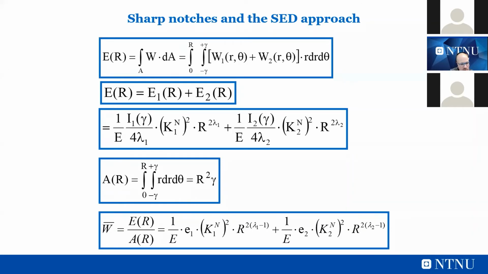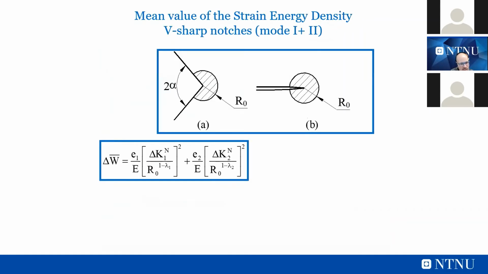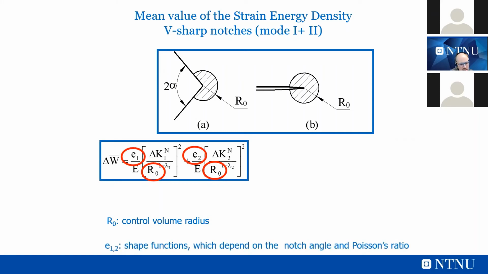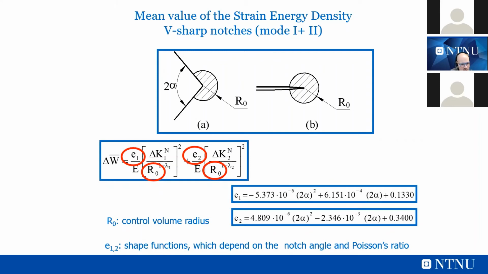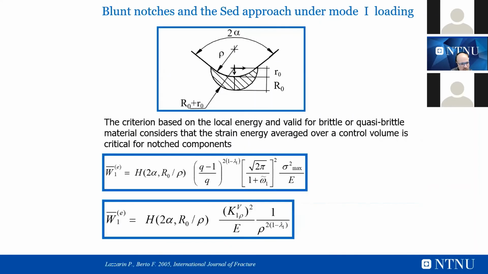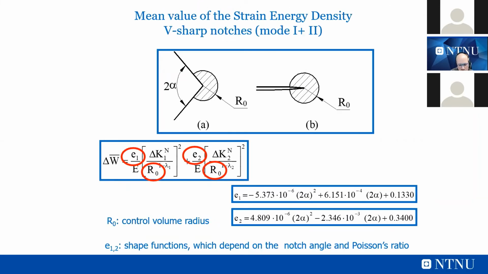E1 and E2 are simply angular functions due to the integration of the energy inside the volume. And actually, the final equation is very simple to use. It is this one, reporting delta W as a function of delta K1 and delta K2, and as a function of the critical radius R0. And R0 is the control volume, which is a material property. E1 and E2 are shape functions which depend on the notch opening angle and Poisson's ratio, but we have a simple equation that allows to calculate these functions. And after that, the equation can be easily applied to any component. I omit here the mode 3. It is also possible to extend to mode 3, but this is a more complex case. I will touch on this a bit later.